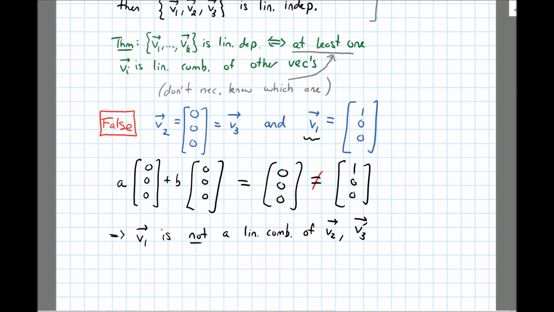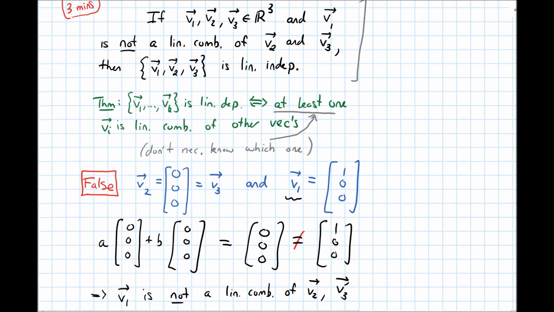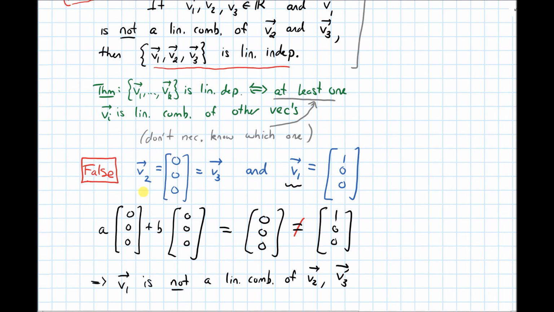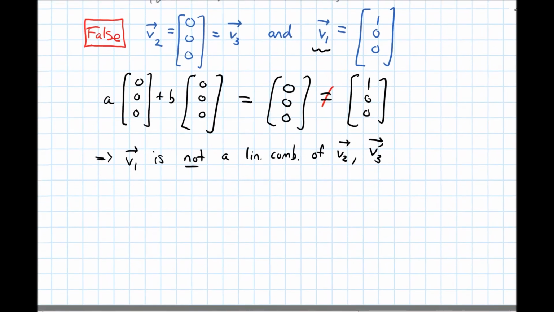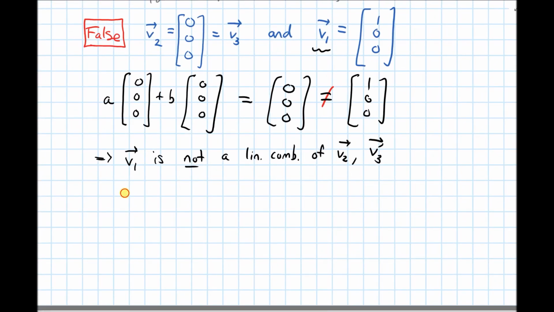Let's zoom out a bit. One of the things that I need to show in my counterexample is that v1 is not a linear combination of v2 and v3. We've done that. And now what I need to do to show that it's false is show that this set is actually linearly dependent. To do that, let's put these vectors as columns in a matrix and show that there isn't a pivot in every single column.